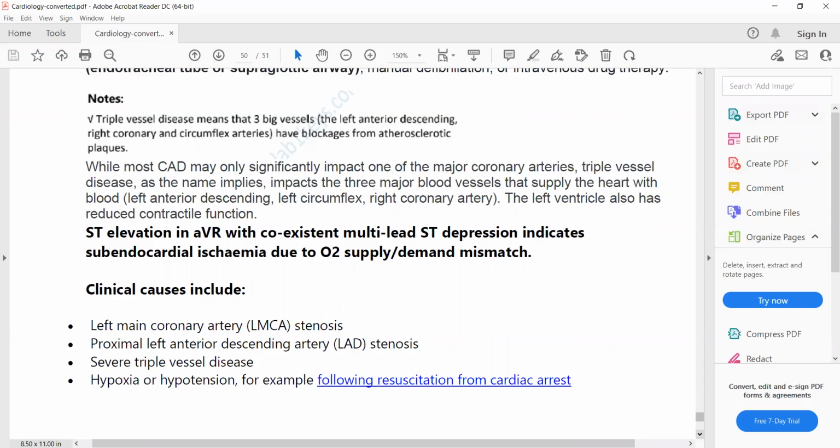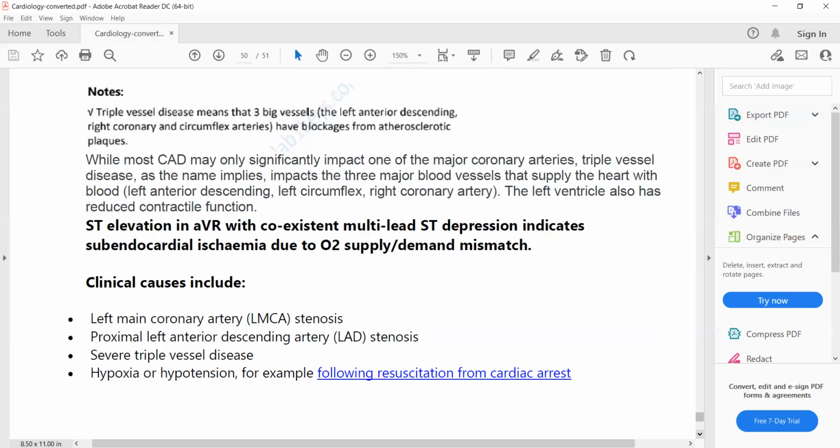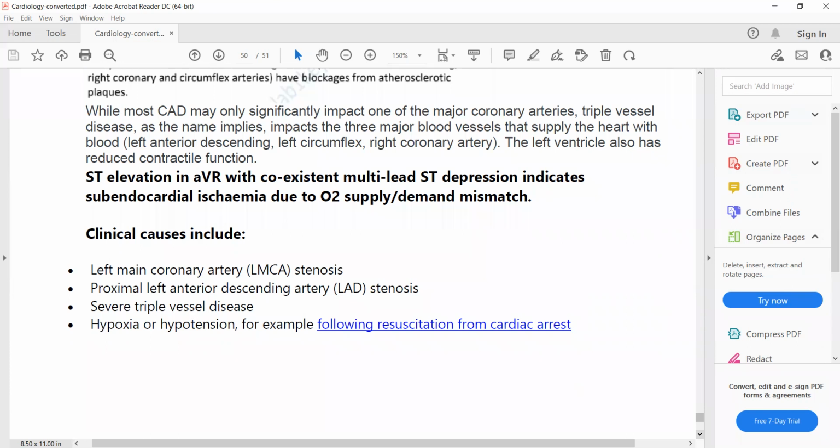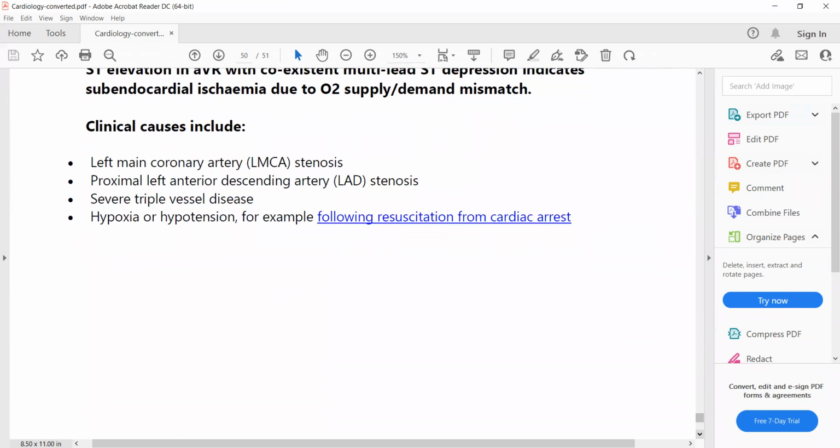What are the features of triple vessel disease on ECG? ST elevation in lead AVR with ST depression in multiple leads. So ST elevation in AVR with widespread ST depression indicates a triple vessel disease. Triple vessel disease means three major blood vessels that supply the blood to the heart are blocked, such as left anterior descending, left circumflex, right coronary artery.